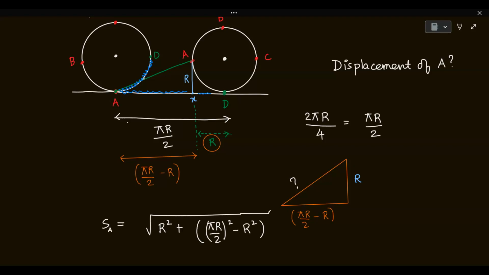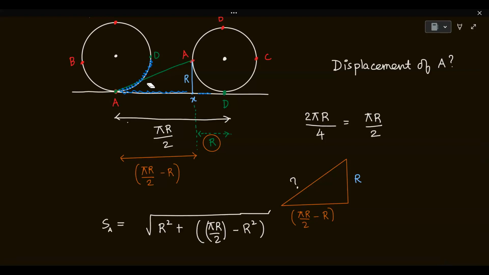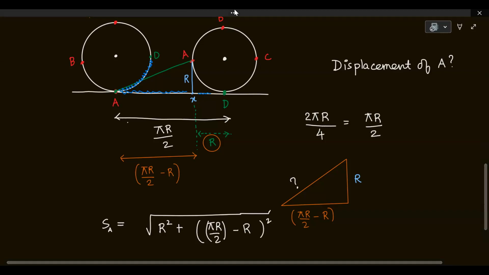So shouldn't it be pi r by 2 minus r, the whole thing in brackets, squared? Yes, that's true. Sorry. It should be (pi r by 2 minus r) whole square. (a minus b) whole square is not a square minus b square.